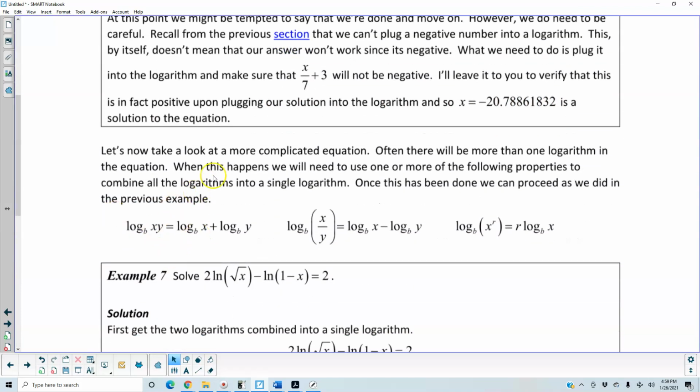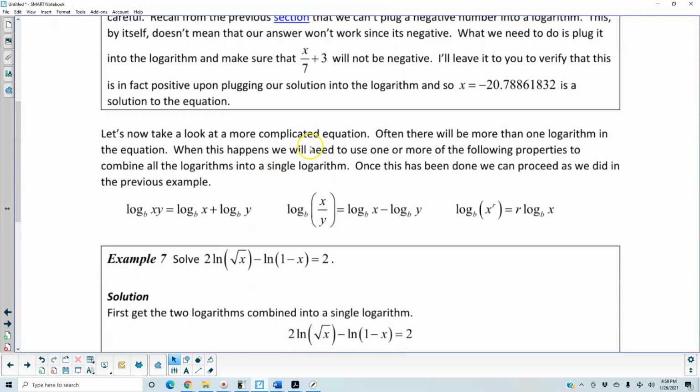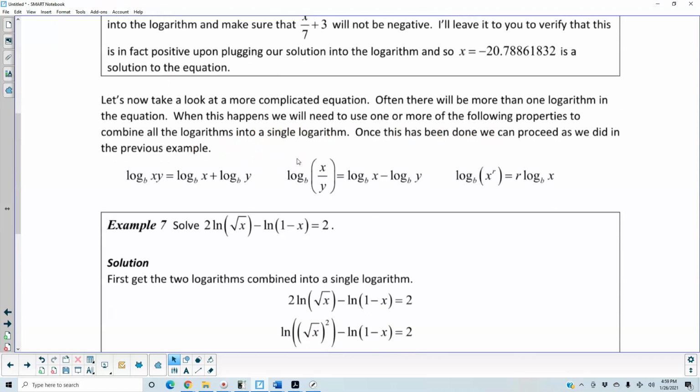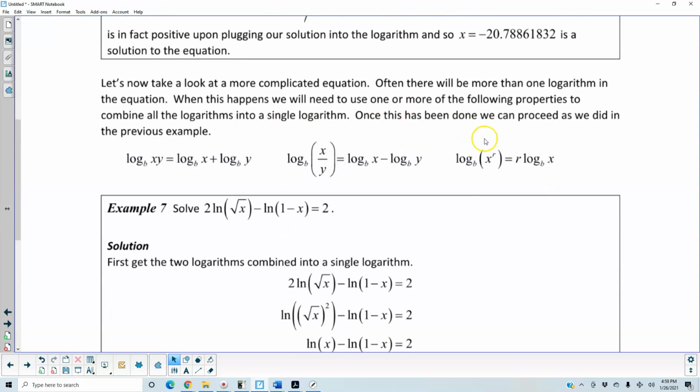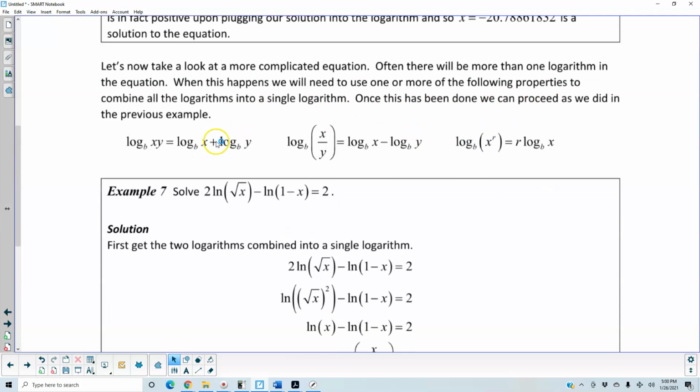Now, let's take a look at a more complicated equation. Often there will be more than one logarithm in the equation. When this happens, we will need to use one or more of the following properties to combine all the logarithms into one single logarithm. Once this has been done, we can proceed as we did in the previous example.